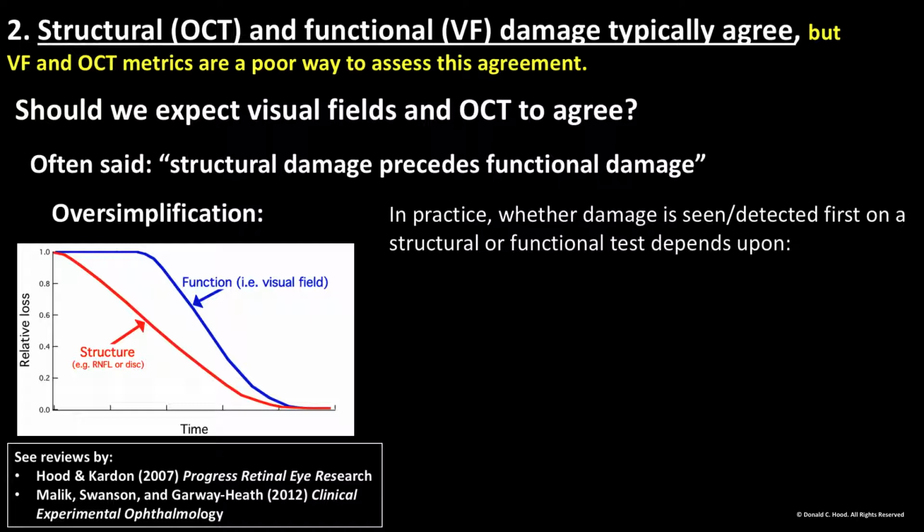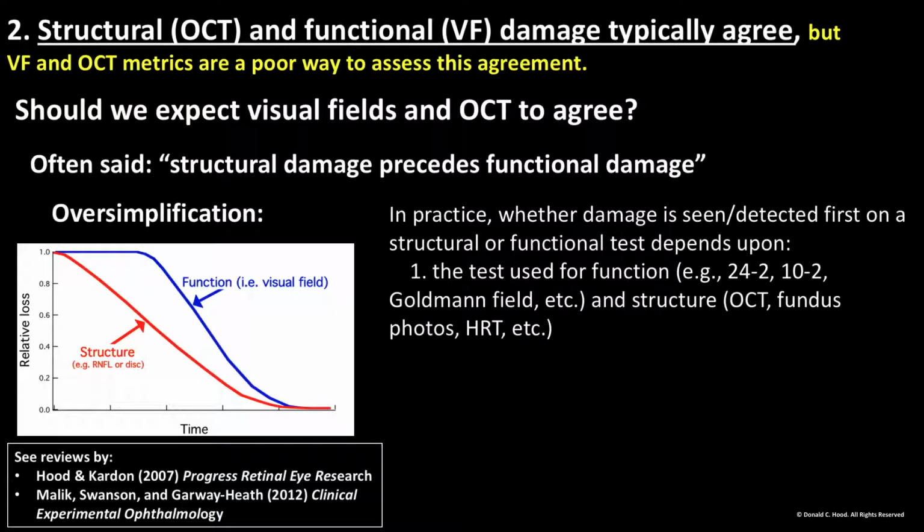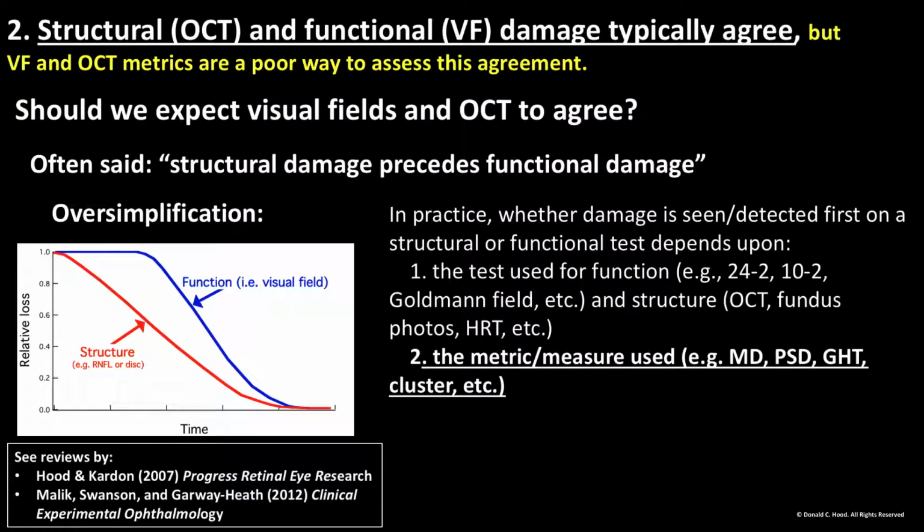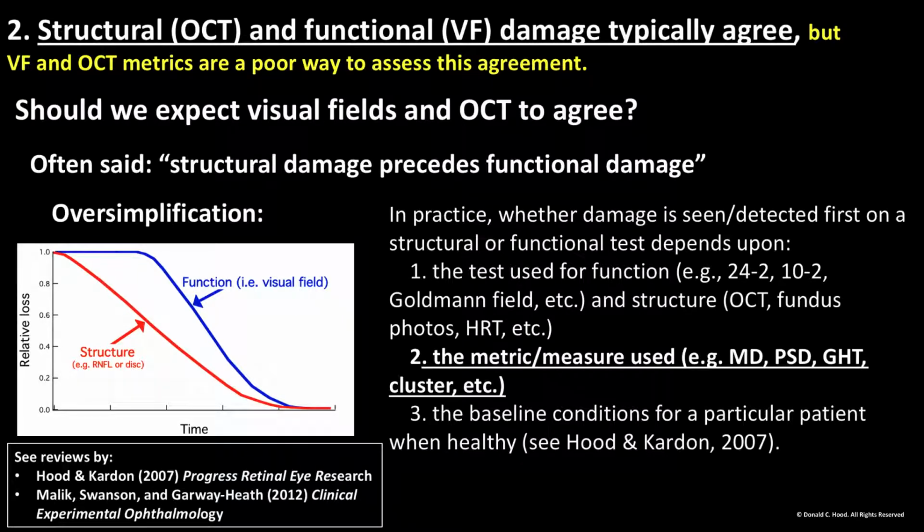In practice, whether damage is seen or detected first on structural or functional tests is going to depend on at least 3 factors. First, the test used. You're going to get very different results in early glaucoma if you use a 24-2 or a 10-2 or a combination, for example. You're also going to get poor agreement if you use metrics. And finally, the agreement that you get is going to depend upon the baseline conditions you start with. Now, this is a little complicated, but let me try to explain it, and then we'll return to it later.